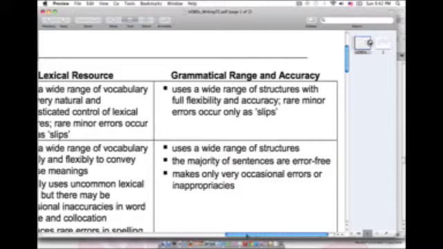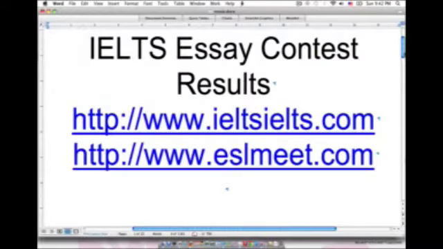Okay, so now that we know how Task 2 written responses are assessed, let's talk about the results of the contest. So I'll switch back to this file in here.